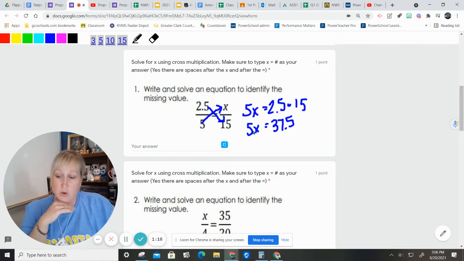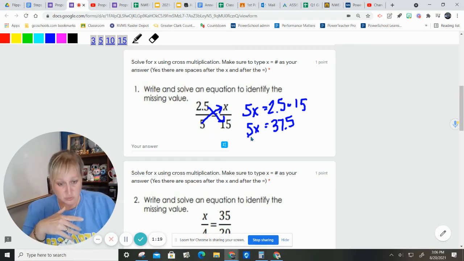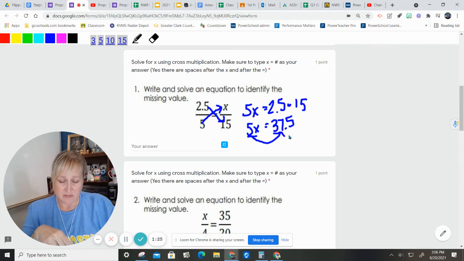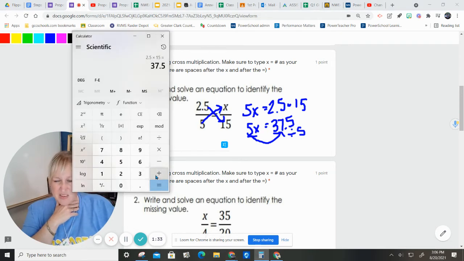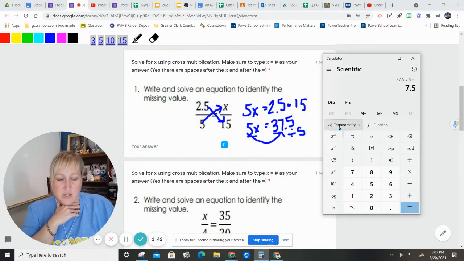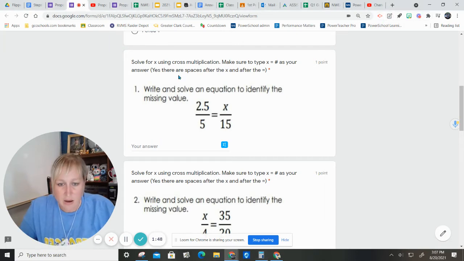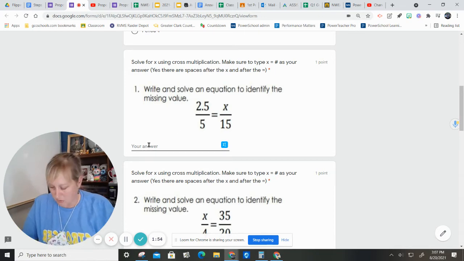So now we're looking at a one-step equation. I have to isolate that variable x by moving the 5 over with that inverse property of division. So I'm going to be doing 37.5 divided by 5. I'm going to use my calculator. 37.5 divided by 5 equals 7.5. So the answer to this one, in case you're there, is 7.5. How does it tell me to answer it? It says type x space equals space number. So x space equals space 7.5.